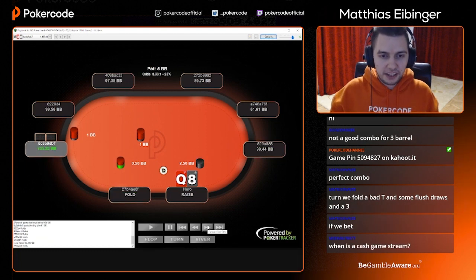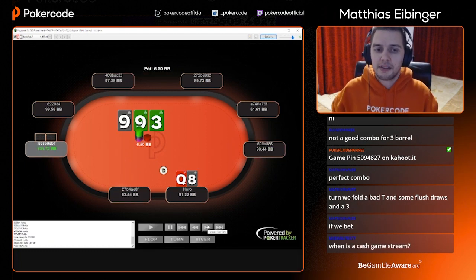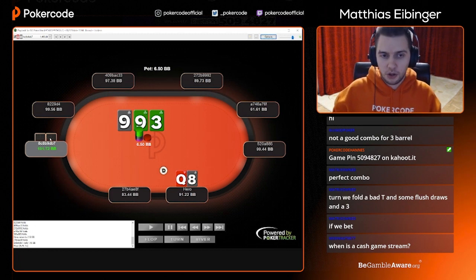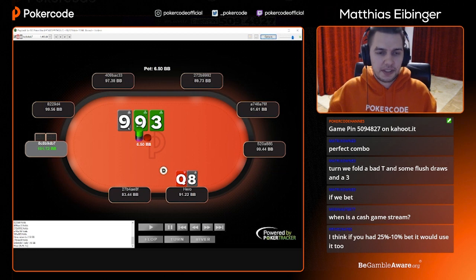This time I'm on the button, we're a little bit deeper. So I open from the button, the big blind defends. This is a $150 tournament on GG, I think. So I most likely didn't know my opponent. But nevertheless, if it's a paired board, it's just good for me. I have the stronger range, the big blind defends a lot.